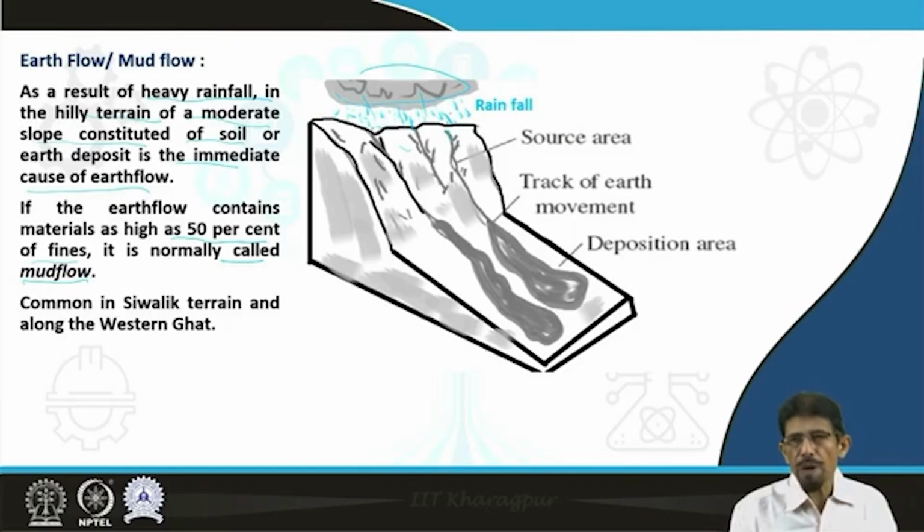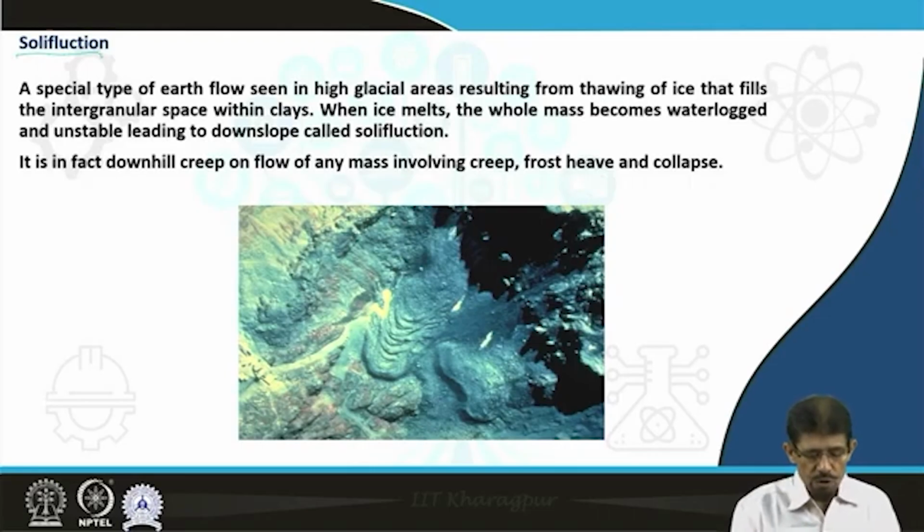This type of problem occurs in a number of locations, particularly in areas having stratigraphically recent rocks, loose materials and others. The Shivalik mountain chain is a good example. In addition to Shivalik, Nilgiri is also a good example, and we have a number of locations. Another aspect is solifluction.